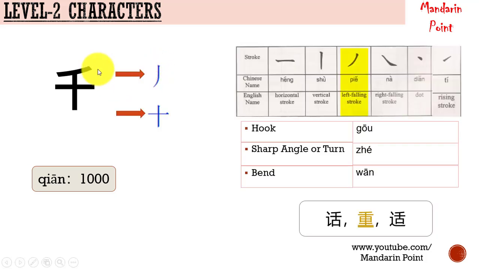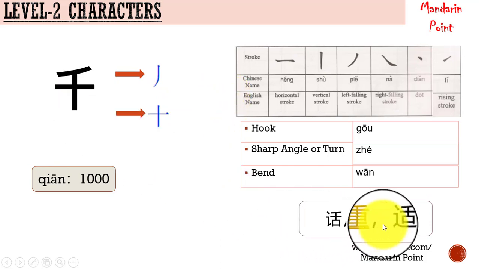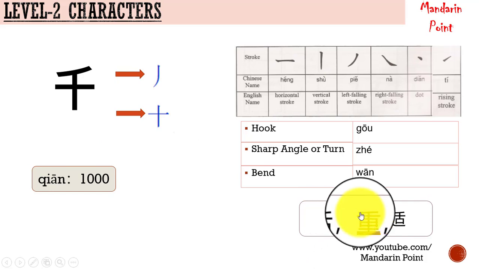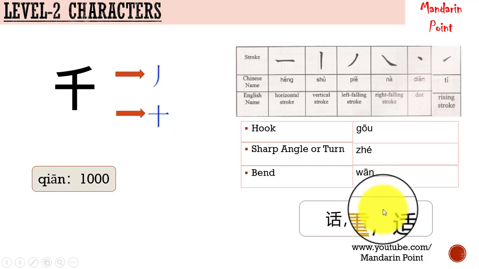It is Pie, left falling. And this one is Shu, meaning 10, and both of these can be derived from these basic strokes as we have studied earlier. Let's find this Qian over here. This one is Qian. This one is Qian.